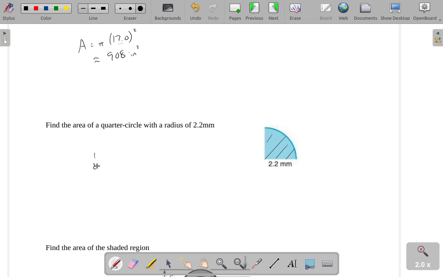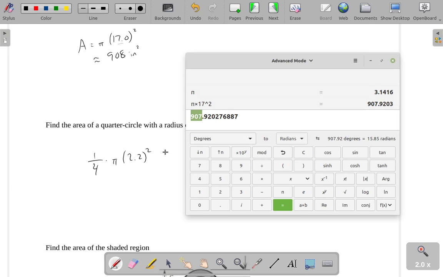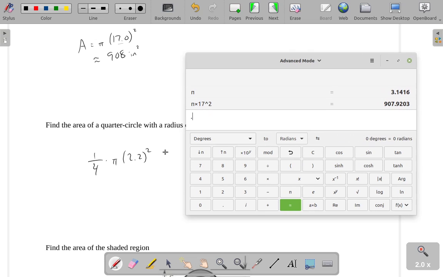So I'm going to do 1/4 times pi r squared. Just type that into the calculator. 0.25. I could type in 1/4, but 0.25 is frankly easier. Times pi times 2.2 times 2.2. I could type in squared or just do the 2.2 multiple times there. You can see I'm choosing to do it this way.